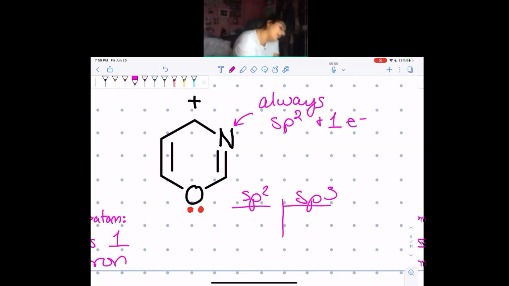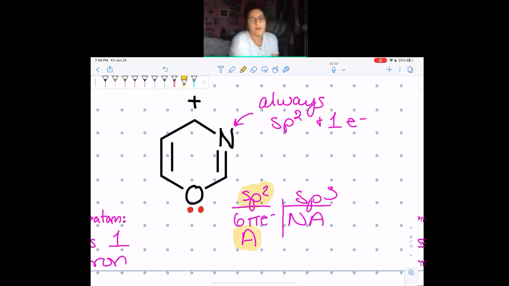sp3 always means non-aromatic. sp2 means 1, 2, 3, 4, 5, 6 pi electrons. Because remember, the plus sign, aka the carbocation, means it's sp2, but it is not donating any electrons. So in this case, we would get aromatic. We choose aromatic over not aromatic. So this oxygen turns out to be sp2, and it is an aromatic ring.